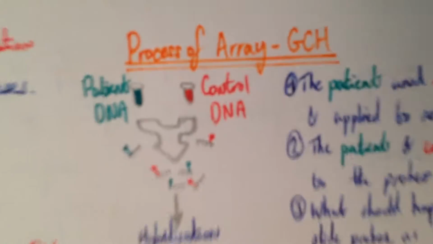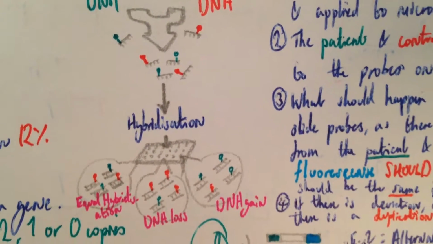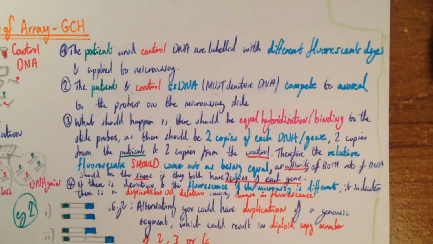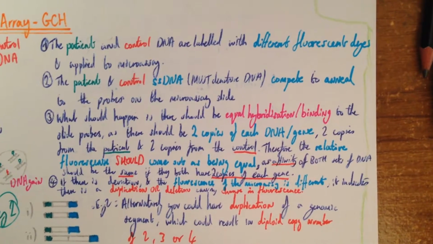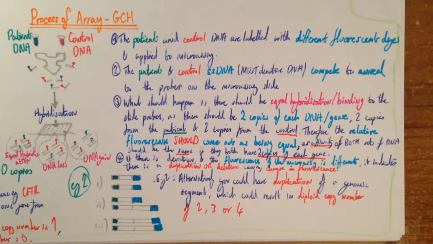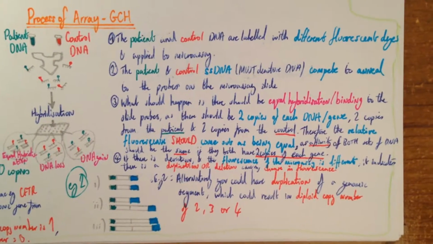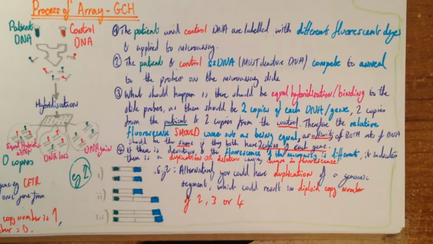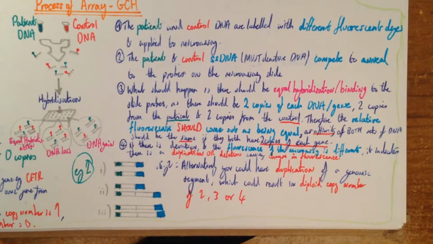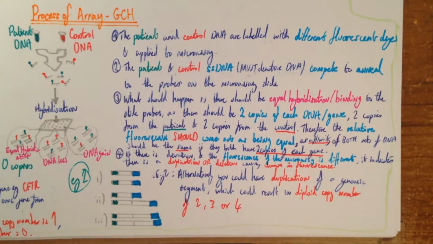So basically we have these two DNA, we add them together and add them to the microarray slide to be able to hybridize. What should happen is there should be an equal hybridization or binding to the slide probes, and there should be 2 copies of each gene, 2 copies from the patient and 2 copies from the control. Therefore, the relative fluorescence should come out as being equal, as the affinity of both sets of DNA should be the same, if they both have 2 copies of each gene.